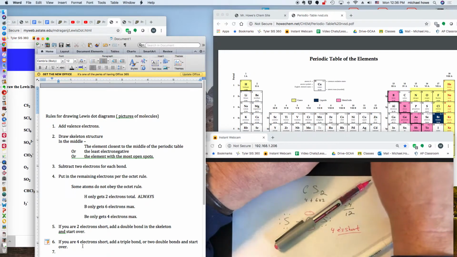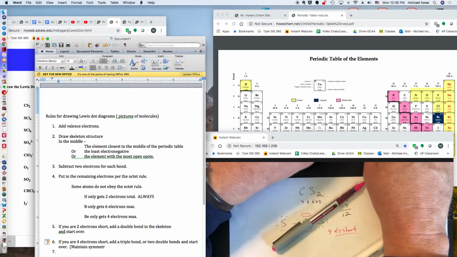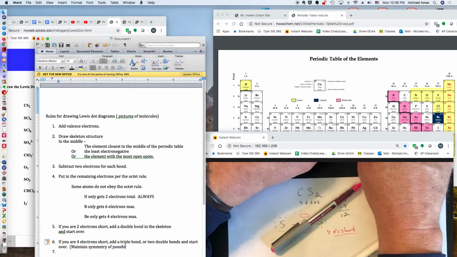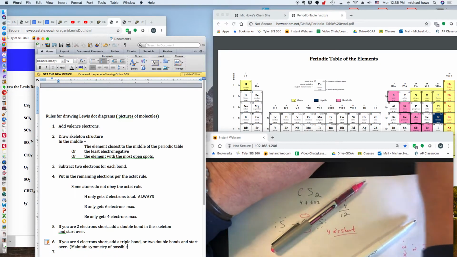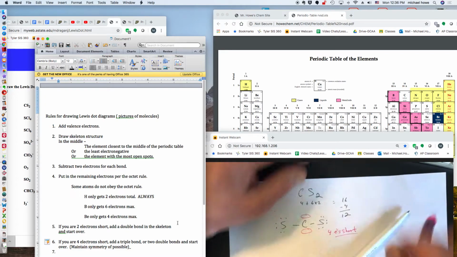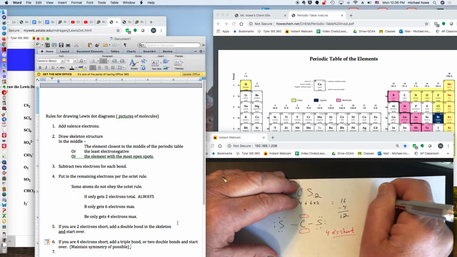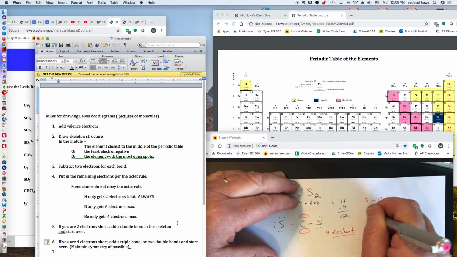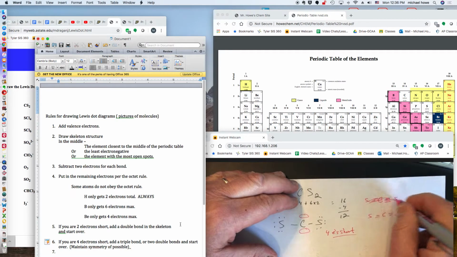Now, a trick is to maintain symmetry if possible, which means keep it even, keep everything looking symmetrical. All right, so here's what that means. We draw our dot diagram over here. Which is more symmetrical, putting a dot diagram like that or this? See, this one's more evenly spaced around and that one's not. So don't do that, do this.